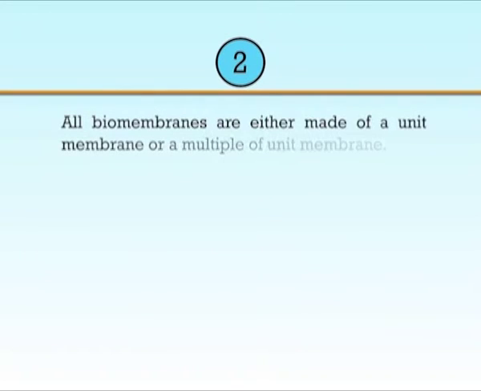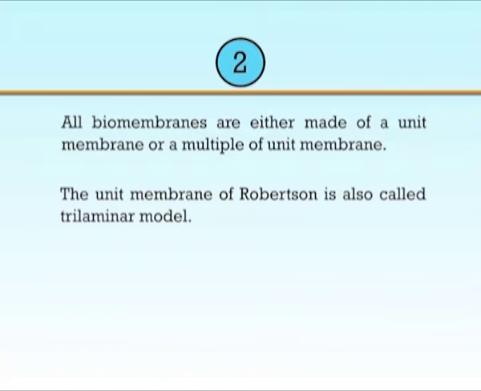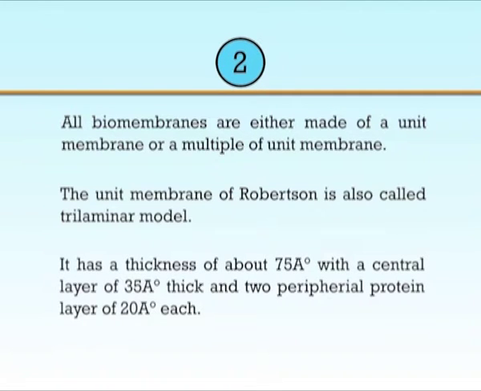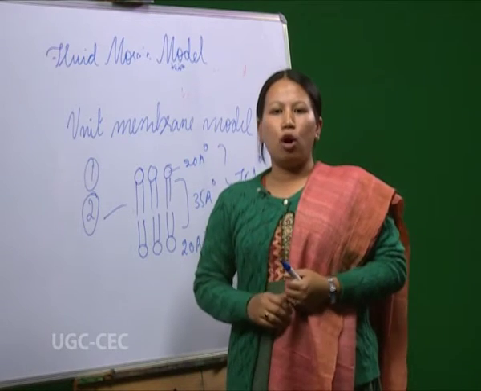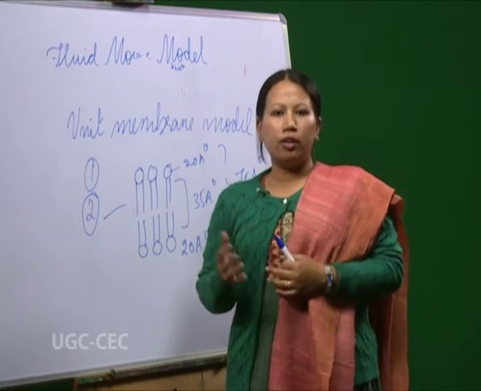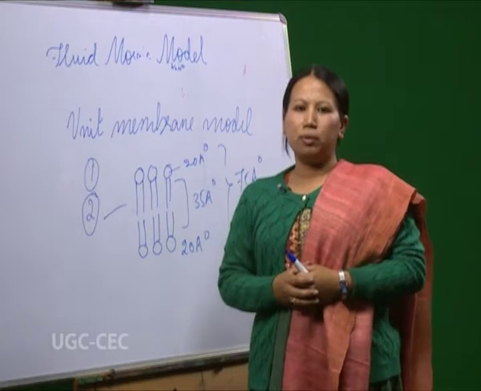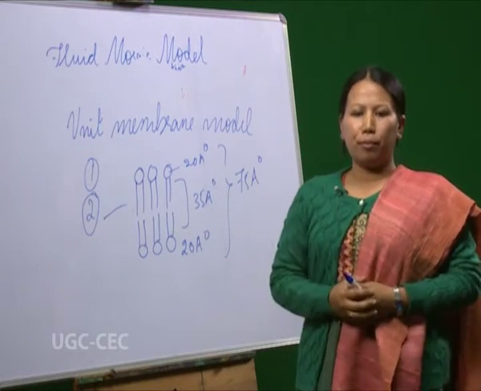Number two, all biomembranes are either made of a unit membrane or a multiple of unit membrane. The unit membrane of Robertson is called the trilaminar model. It has a thickness of about 75 angstrom with a central layer of 35 angstrom thick and two peripheral protein layers of 20 angstrom each. According to Robertson, if a membrane contains more than 3 layers or is thicker than 75 angstrom, it must be a multiple unit membrane.